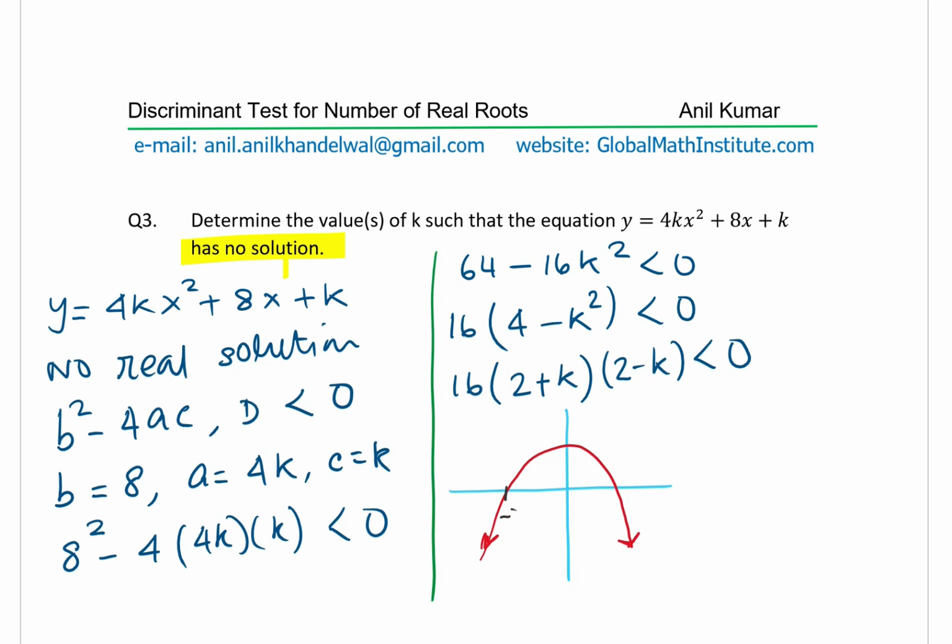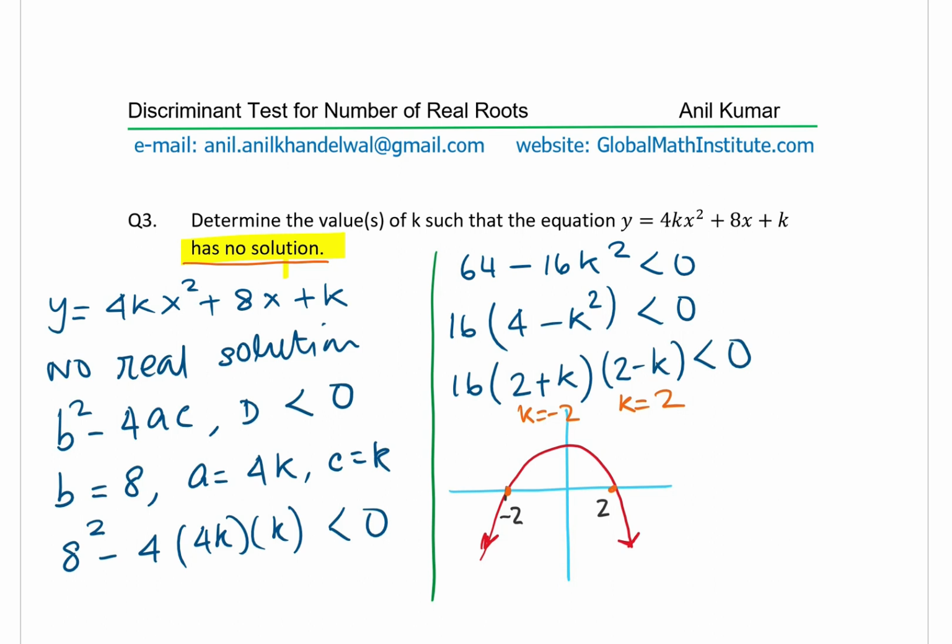We get this as minus 2, that is 2. So these are the two zeros. 0 is at k equals to minus 2, and at k equals to plus 2. At these 2 points, we get these zeros. We are interested in finding no solution. No solution will mean that we are looking into the interval when this whole thing is less than 0.